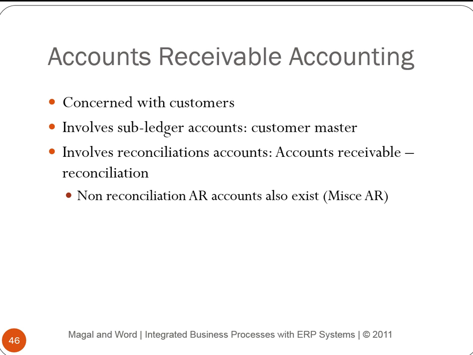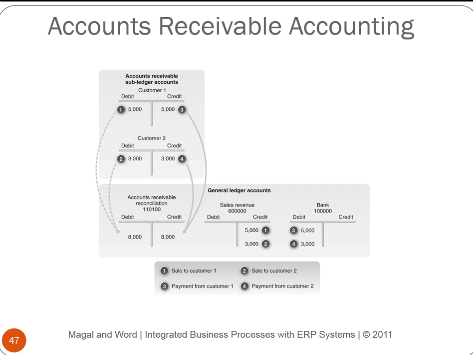Receivable: the payments that are outstanding, that you will be receiving from your customers. It's the same, just the opposite. You have subledgers associated. You have reconciliation accounts associated.